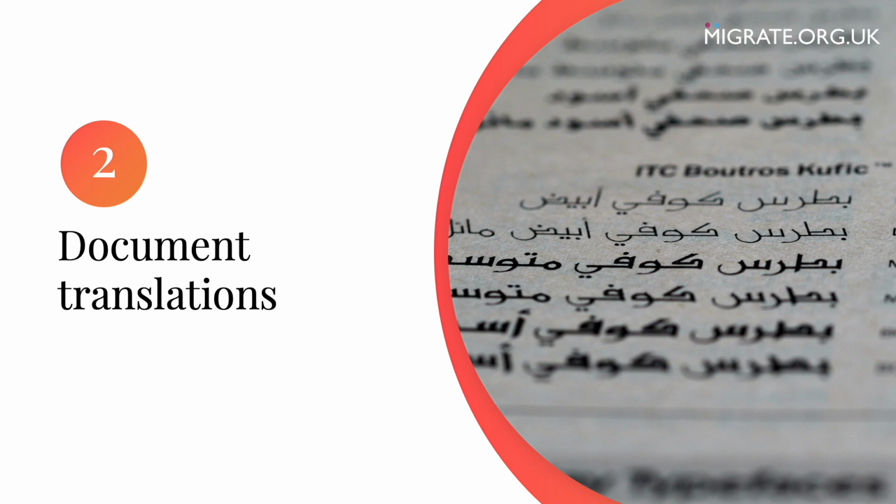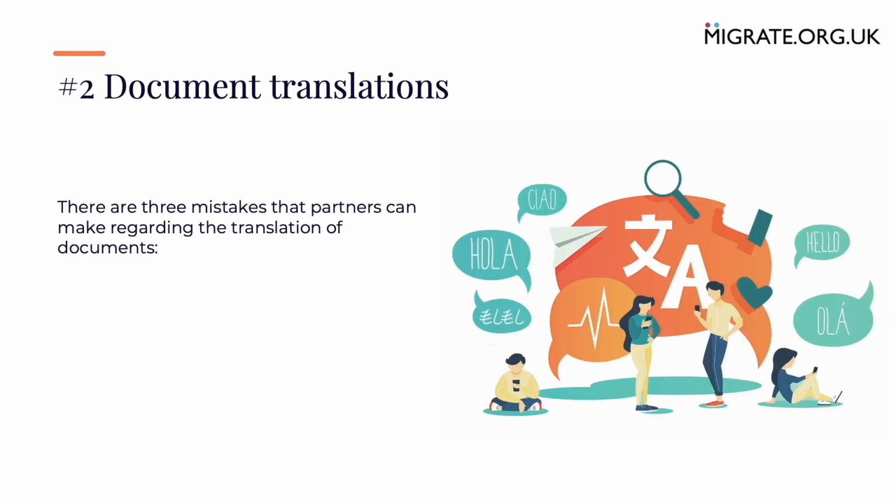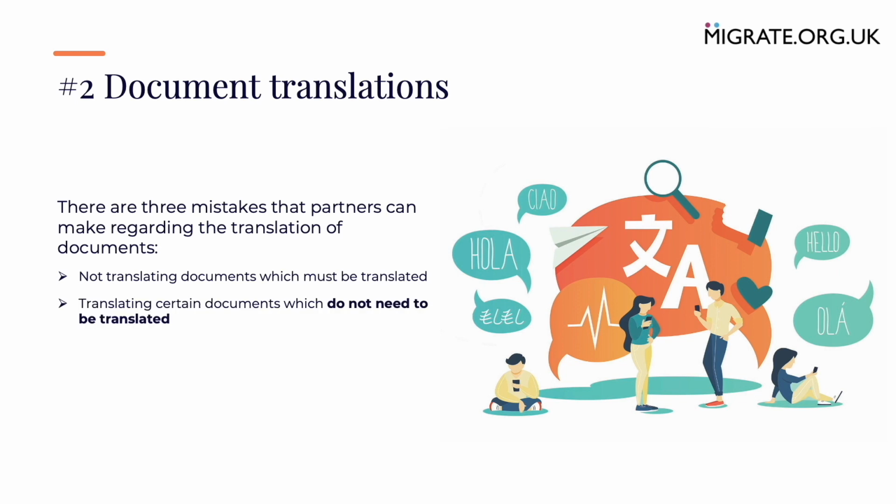The second commonly made mistake that we will discuss is with regards to the translation of documentation. There are 3 mistakes that partners can make regarding the translation of documents. 1. Not translating documents which must be translated. 2. Translating certain documents which do not need to be translated. And 3. Getting a translation done but not meeting the translation requirements.